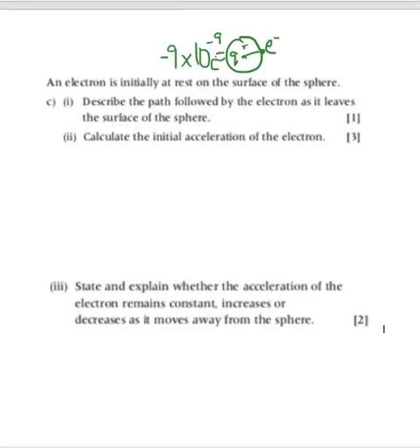So once we look at the question which asks, describe the path followed by the electron as it leaves the surface. Now, it's only 1 mark, so you're only expected to say a brief statement here. You can say that it's going to be repelled and move away. So that's really all the detail that we would give here. Then we're asked to find the initial acceleration of the electron.